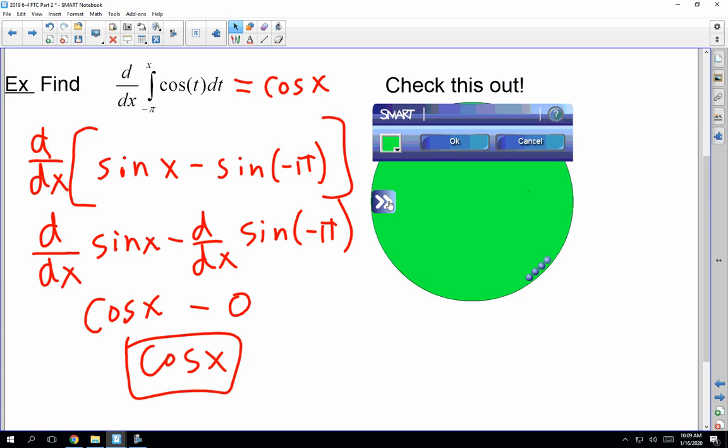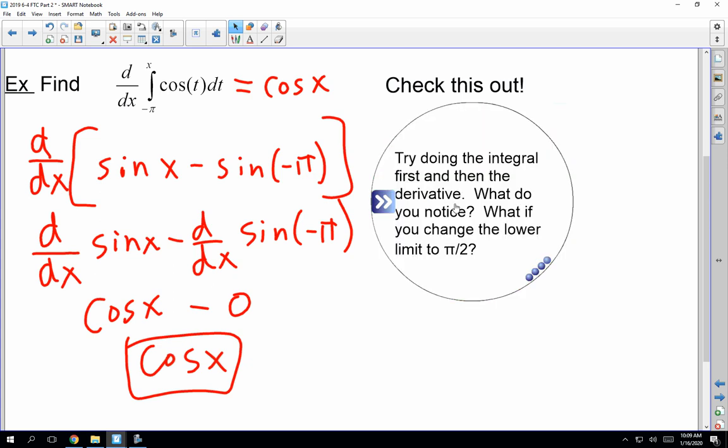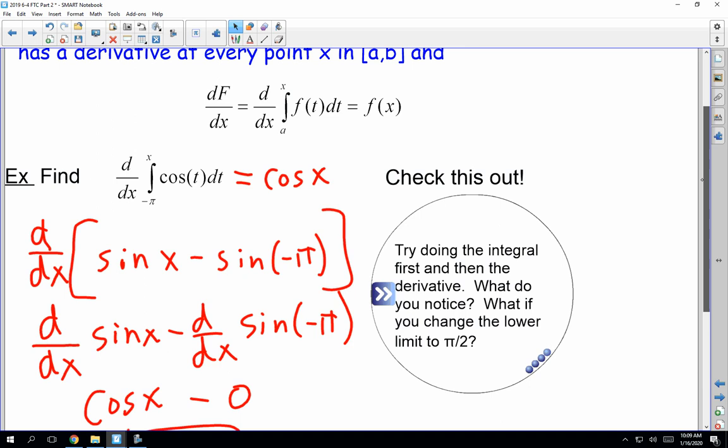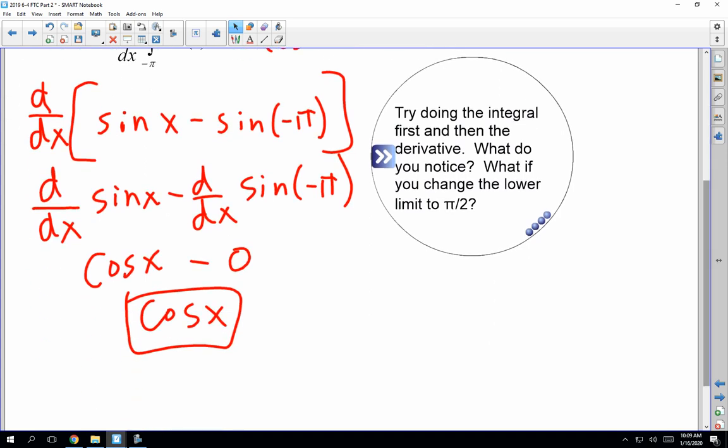Oh, what was this? I forget what this was now. Okay, we did that already. And I've already asked this question: what if I change the lower limit to pi over 2? Will there be any difference in the results? No. It won't matter, because pi over 2 is a real number. When I evaluate that real number, I get a constant. The derivative of the constant is 0. So, just moving right along.